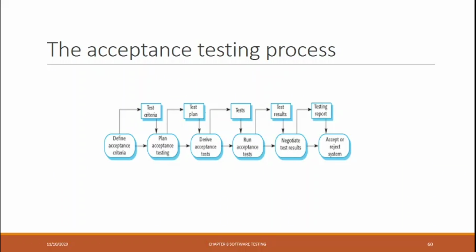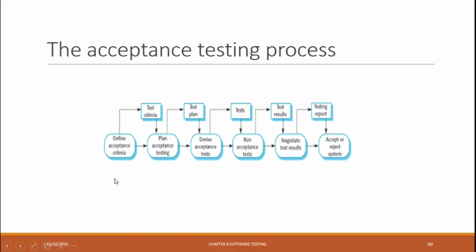You have 6 stages in the acceptance testing process. One is define acceptance criteria, and the second is plan acceptance testing. The third is derive acceptance tests. The fourth is run acceptance tests, then negotiate test results, and accept or reject the system. So before accepting the product or application, the user has to do this 6-stage acceptance testing process in front of the developer. An important diagram also.